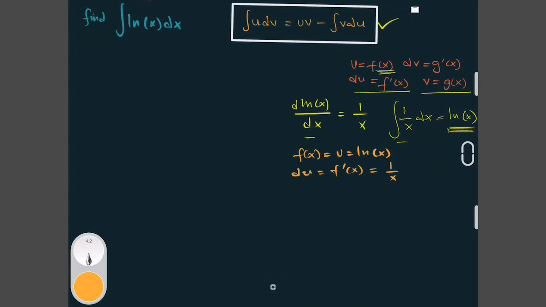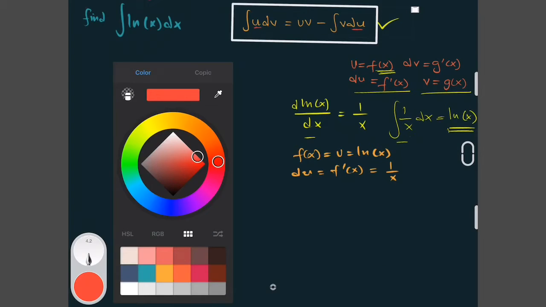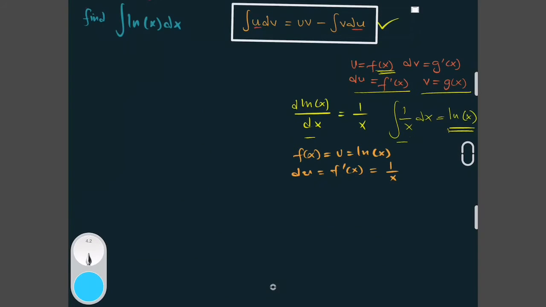We have the first part. We have u and we have du. So what is v? Well, we see we're just left with dv and v. If we were to take the integral of dv, we should be able to get v, right? That's pretty straightforward.